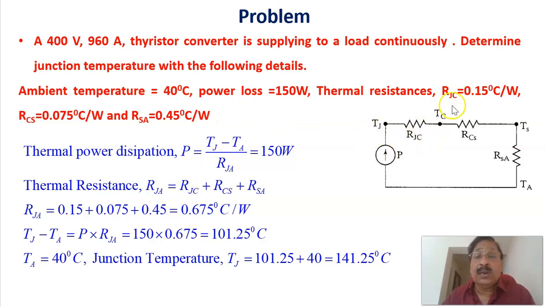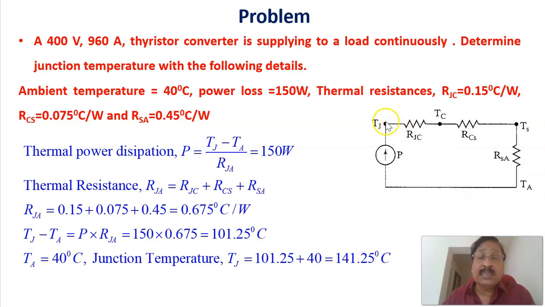If you see that, Rja equals Rjc plus Rcs plus Rsa, which is equal to 0.675 degrees centigrade per watt. Rja we got, and P we got. Then you can get Tj minus Ta. Tj minus Ta is given by P into Rja, which is equal to 150 into 0.675, 101.25 degree centigrade.